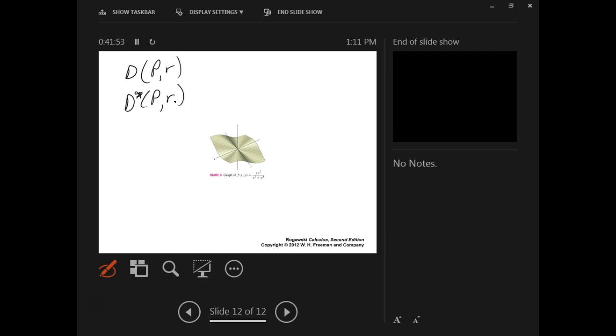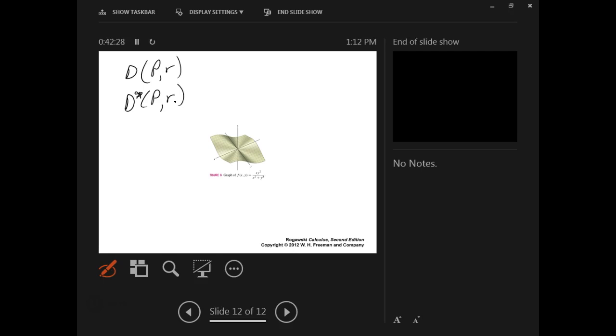Basically, D is every point within the disk. D star is all the points except P. P may not be defined, but all the others are. So that's the only difference. D is all points within, including P, but D star is all points inside the disk, with the possible exception of P. Okay? Let's make sure that's how they define it in the back. I'm pretty sure it is.